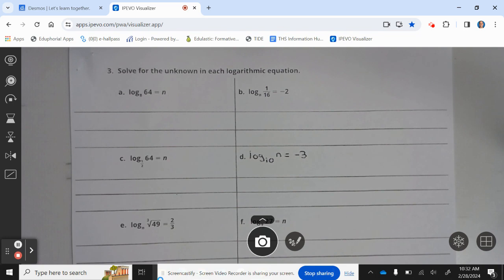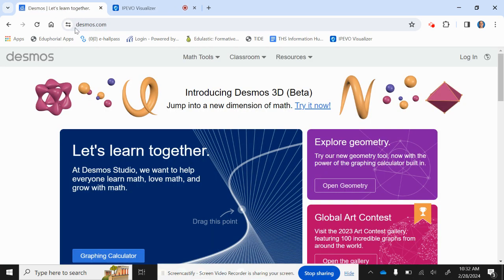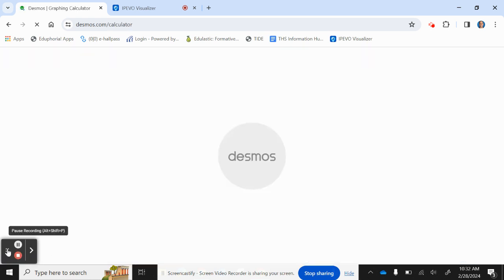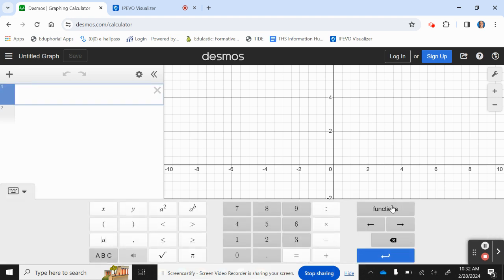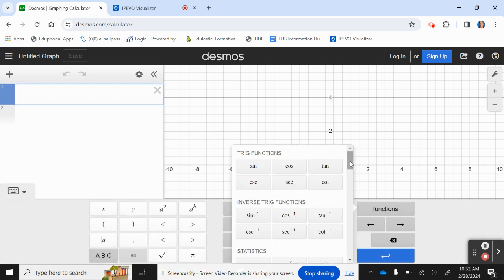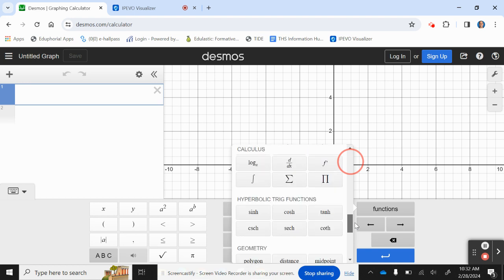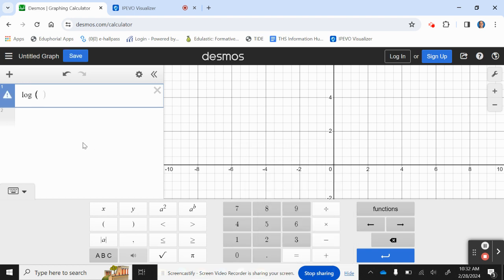3. Solve for the unknown in each logarithmic equation. A. Log base 8 of 64 equals n. We can actually use Desmos to calculate that. So we're going to go to Graphing Calculator. Here, we're going to go to Functions. I'm going to scroll down and then back up. So n equals 2.